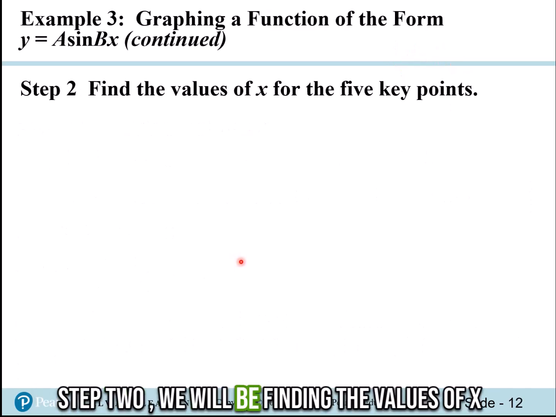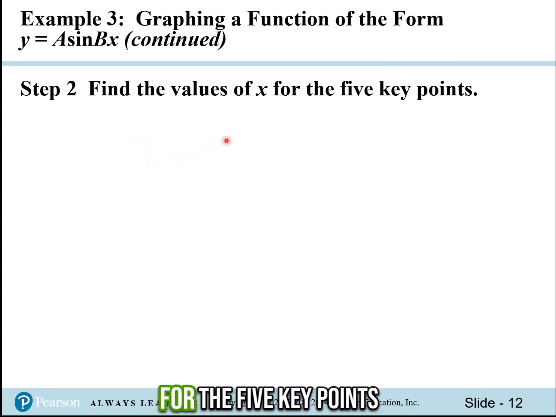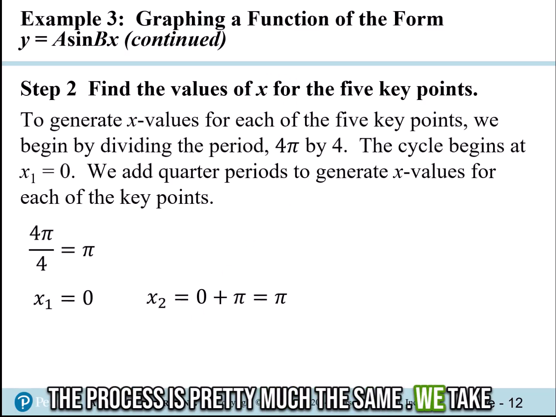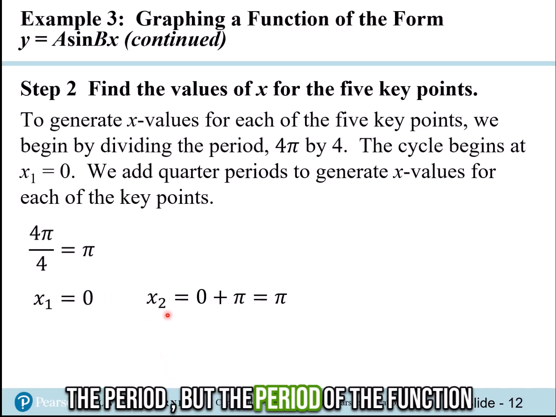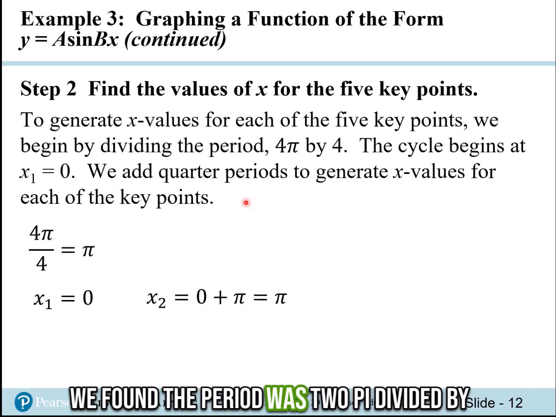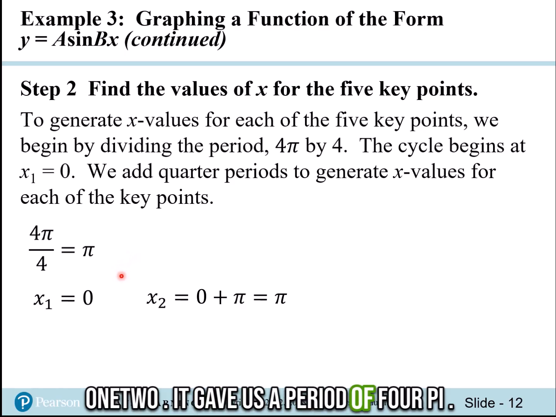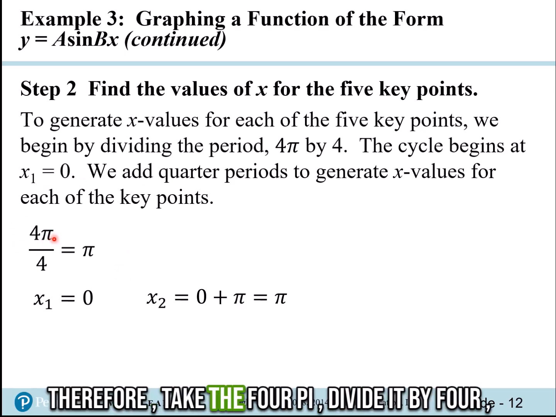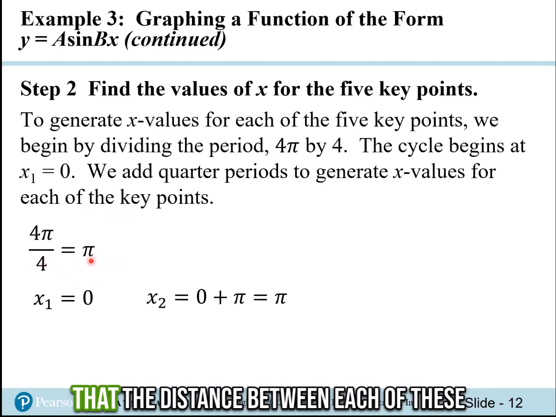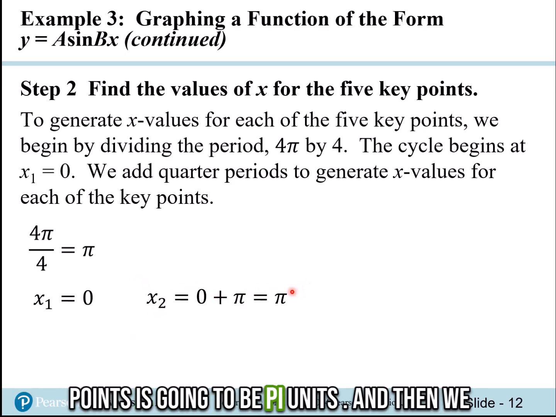In step 2, we will be finding the values of x for the 5 key points. The process is pretty much the same. We take the period of the function whose graph we want to sketch. In step 1, we found the period was 2 pi divided by 1/2. It gave us a period of 4 pi. Therefore, take the 4 pi divided by 4 and you get a value of pi, and that tells us that the distance between each of these points is going to be pi units.